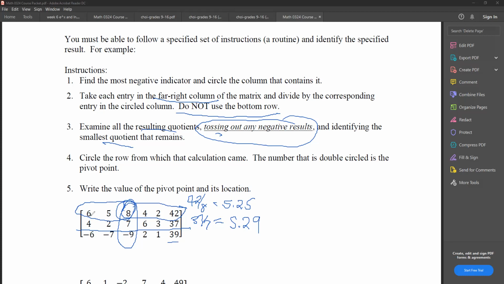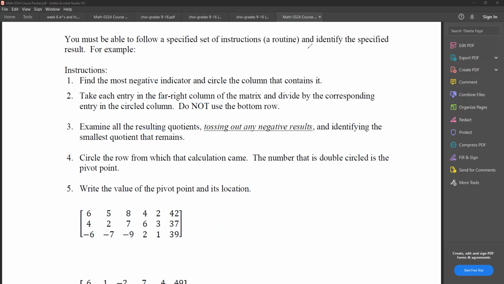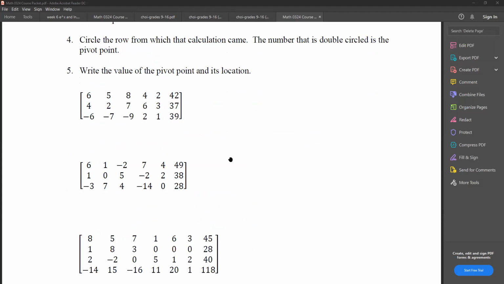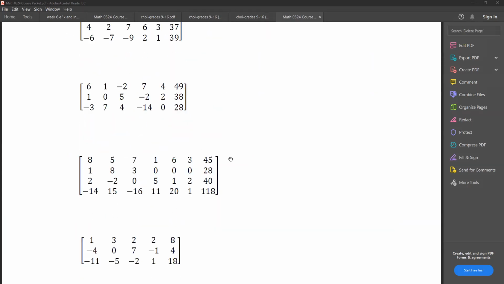So the pivot point exists in row 1. Remember, these are rows, and it's going to be column 1, 2, 3. So row 1, column 3 is where your pivot point is. Let's take a look and find some more pivot points, and I'll put a different video up on running a problem, just so you can see me run one. Again, we're going to find a pivot point. That's what we have to find in this program.